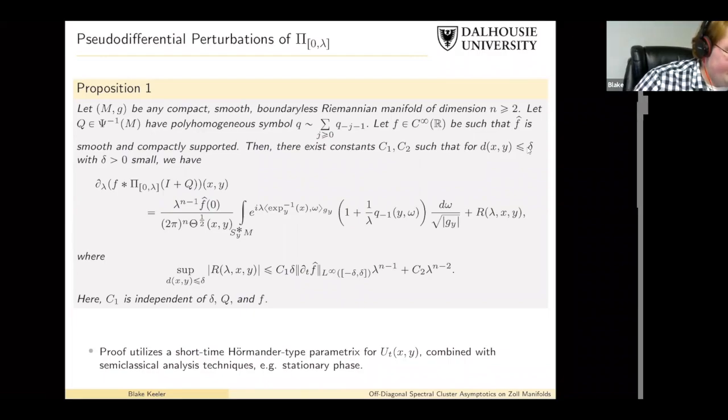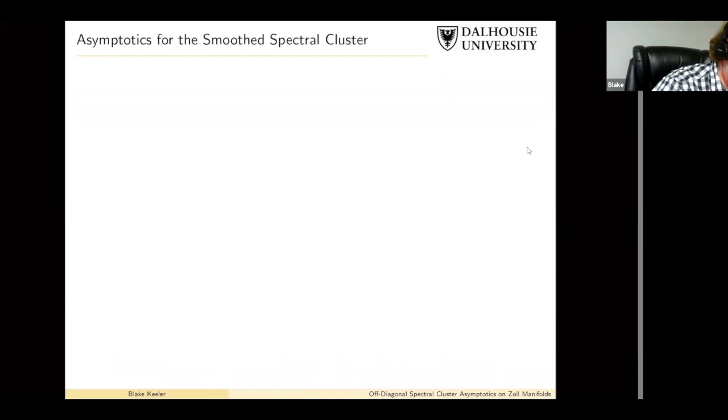And the proof utilizes short-time Hörmander parametrices for the half-wave group. It's fairly standard for the most part, although we do have to be a little more careful about the coefficients in the remainder term, because we need to know how these things depend on the lower order term Q and on the smooth function f. So I'm not going to go through the proof of this because it is somewhat tedious and fairly standard. We're just going to go ahead and use this in order to compute the asymptotics for the smoothed out spectral cluster.